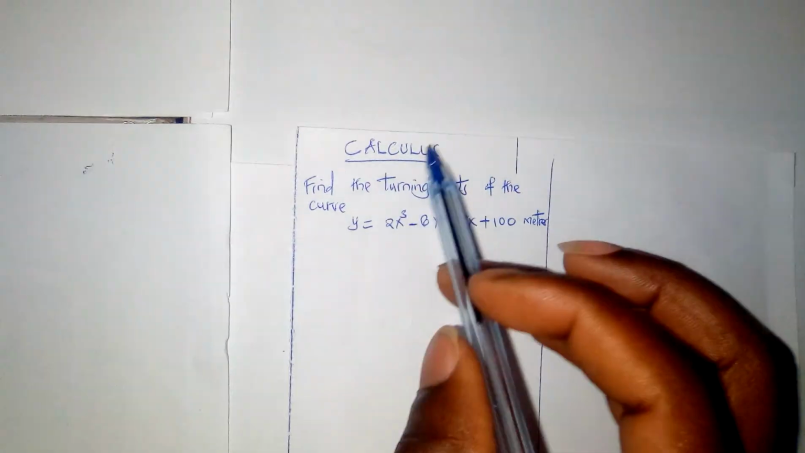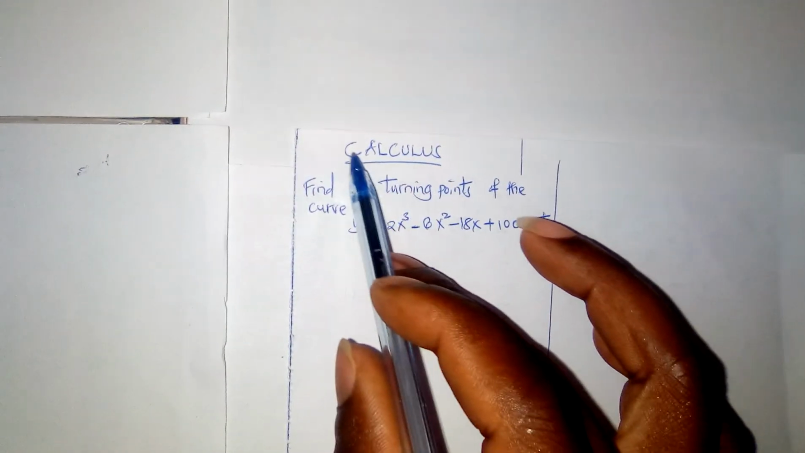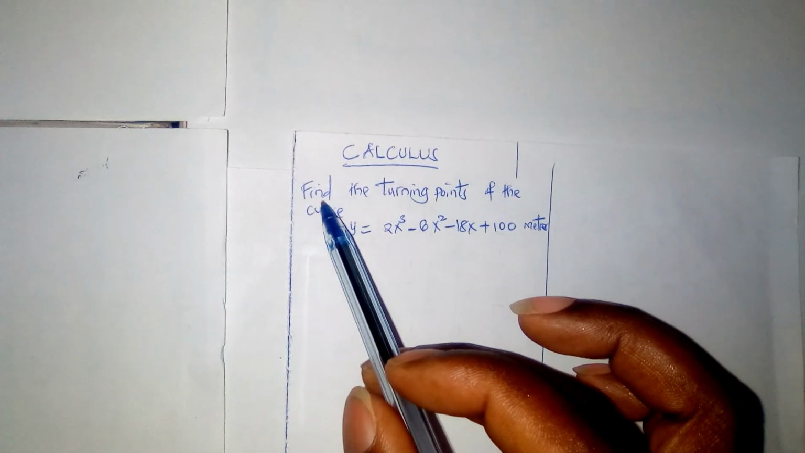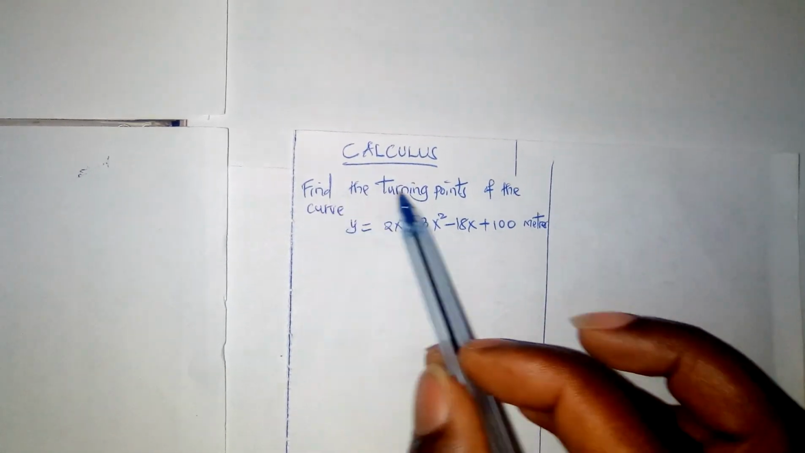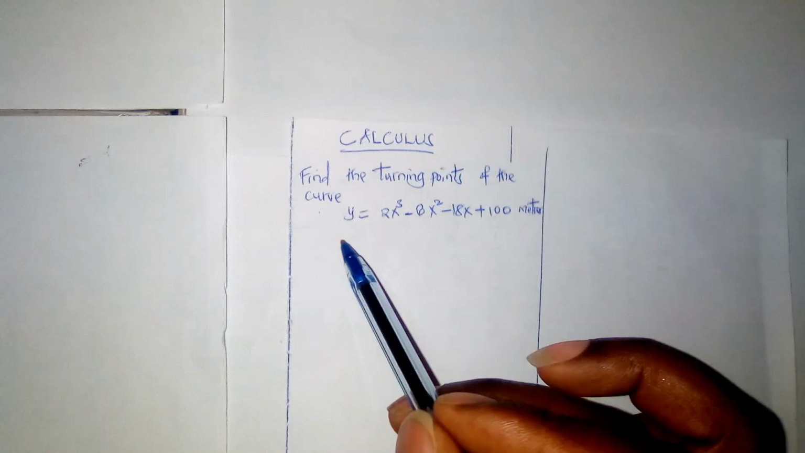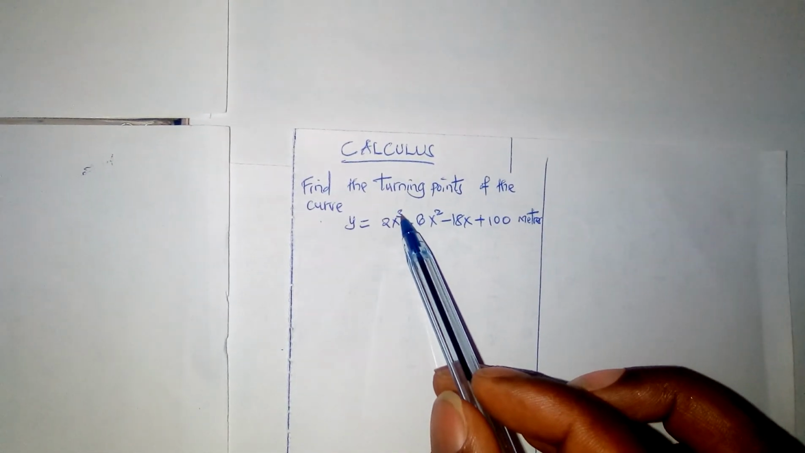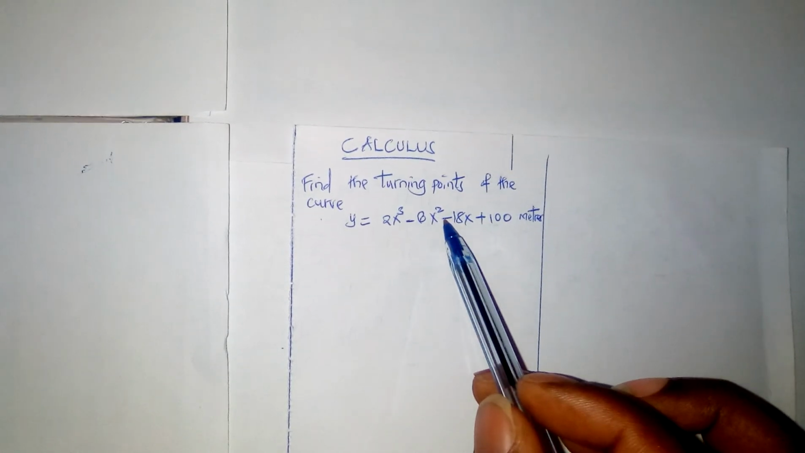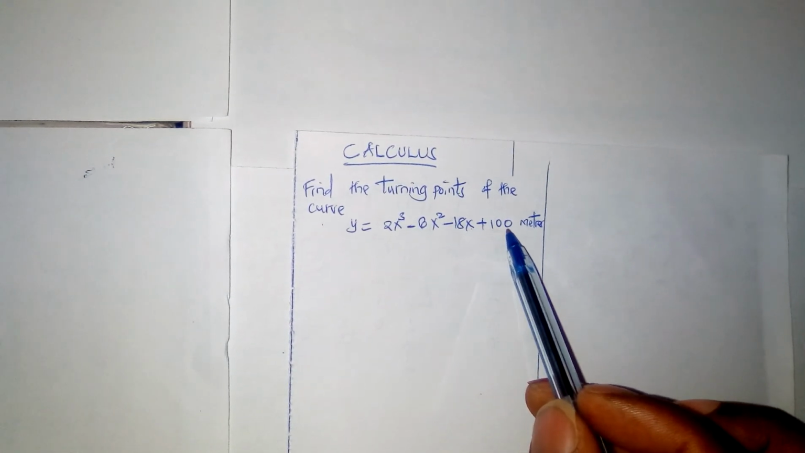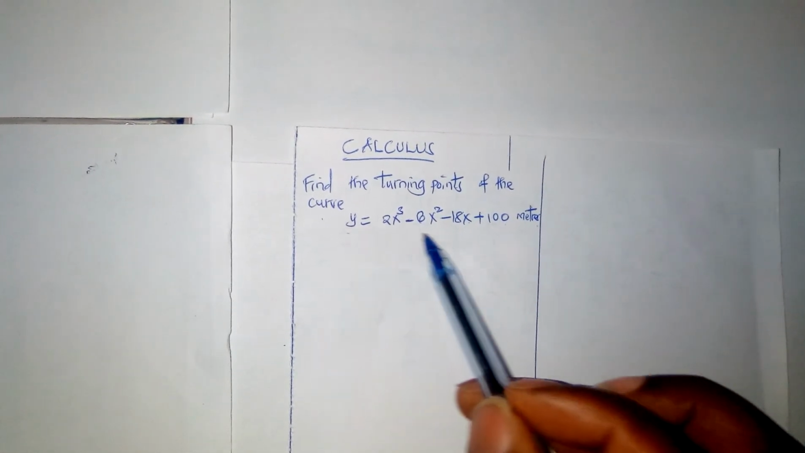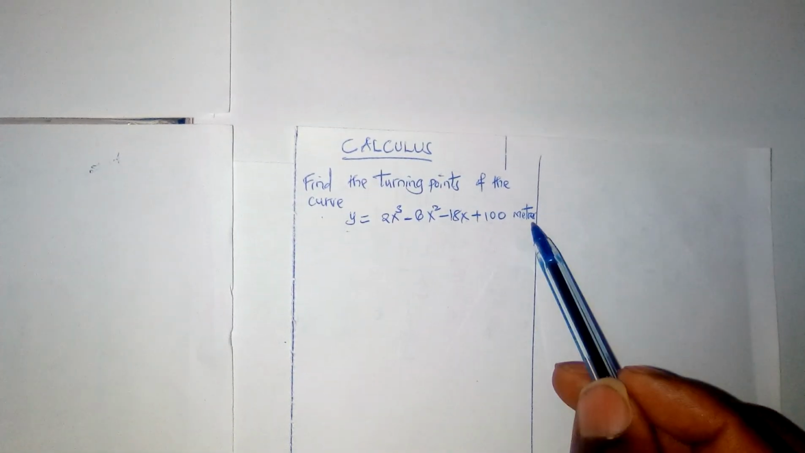Here with me, I have a very crucial topic, that is calculus. With me, I have the question: find the turning points of the curve, and the curve is y equals 2x cubed minus 6x squared minus 18x plus 100 meters. Remember, this one is a displacement, so displacement is in meters.